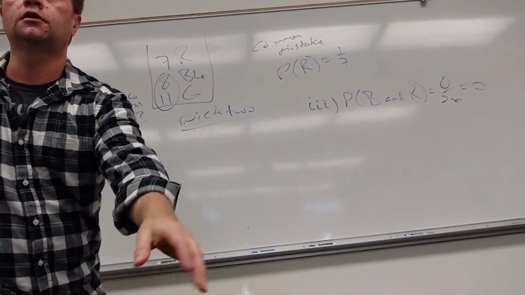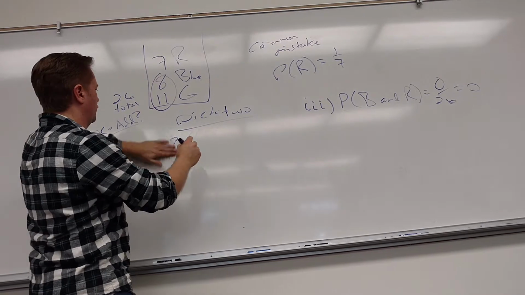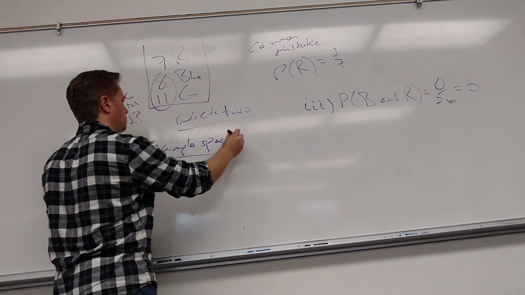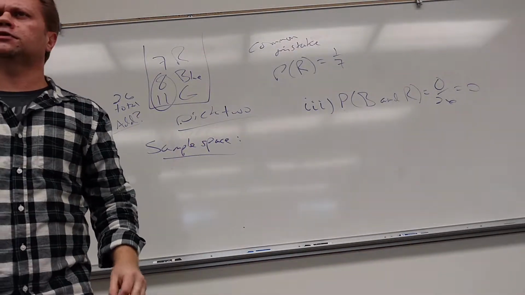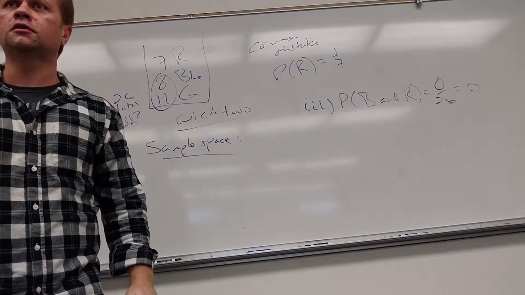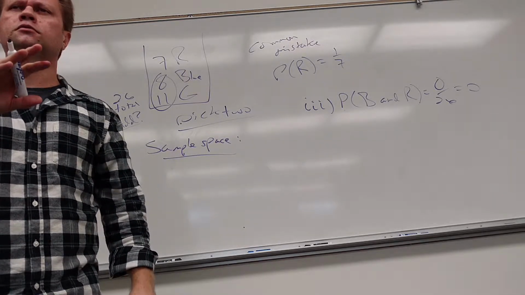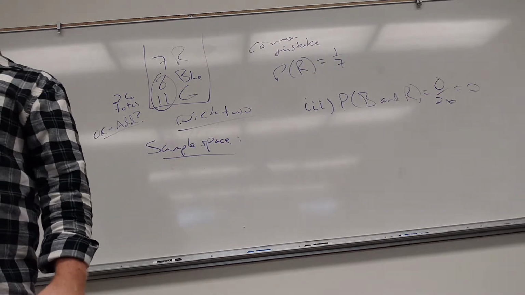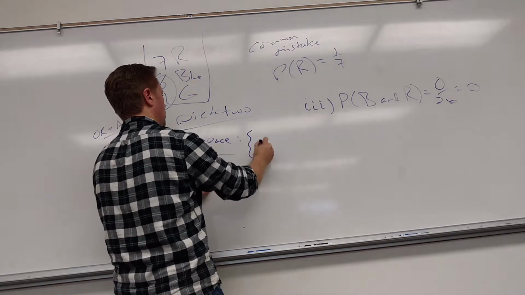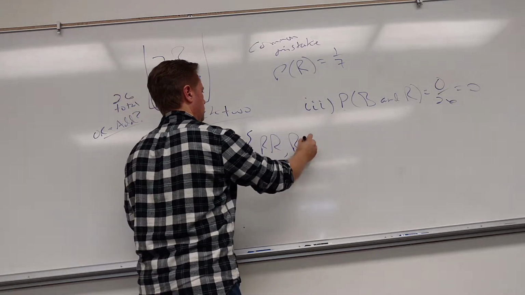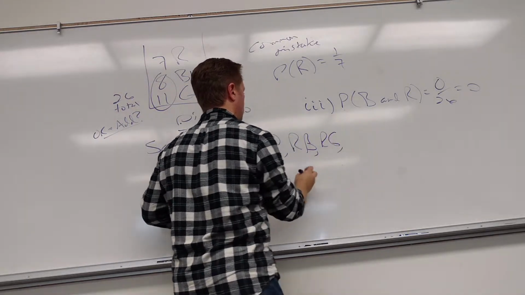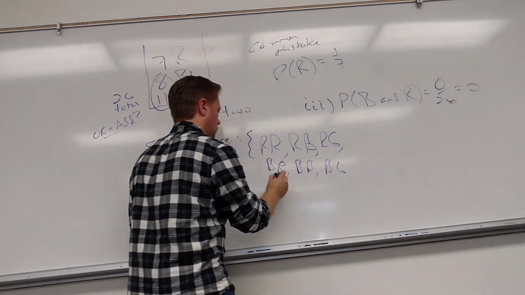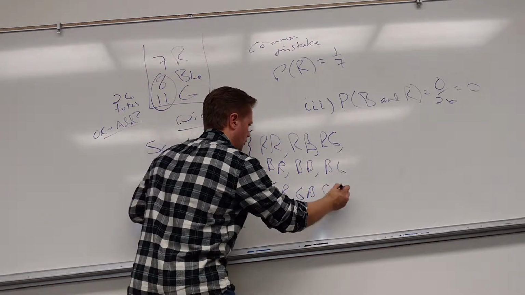Pick 2 poker chips. So first off, if I pick 2, what's the sample space? Sample space, like for two kids, was boy-boy, boy-girl. So you've got red-red, red-blue, red-green, blue-red, blue-blue, blue-green, green-red, green-blue, green-green.